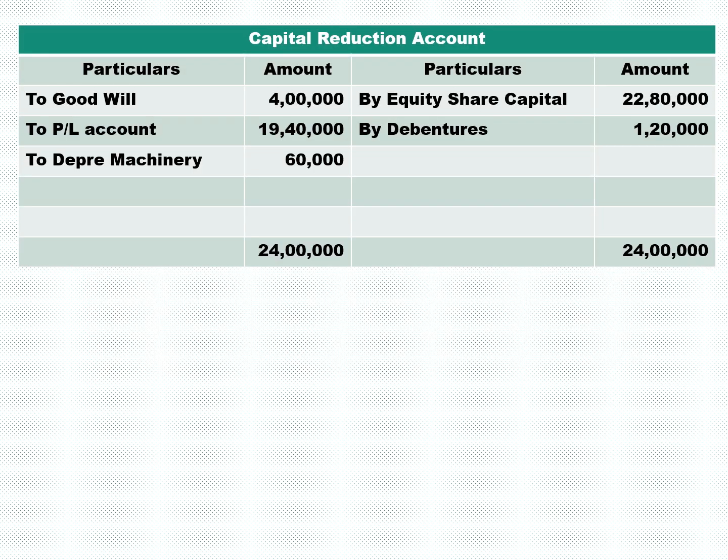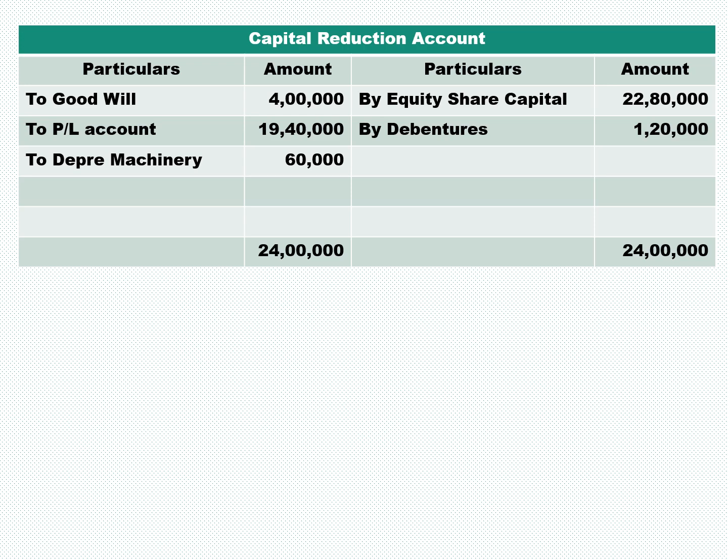So as you are aware how to prepare the capital reduction account. Whatever the profits we make from reducing the liability comes in credit side, and whatever the expenses and losses that we written off will come in the debit side. So we made a profit by reducing the equity share capital by 22 lakh 80,000, and then we reduced the debenture by settling their amount by 80,000 and made a profit of 1 lakh 20,000. Total profit 24 lakh is used to write off goodwill 4 lakh, PL account 19 lakh 40,000, and then depreciation on machinery 60,000.